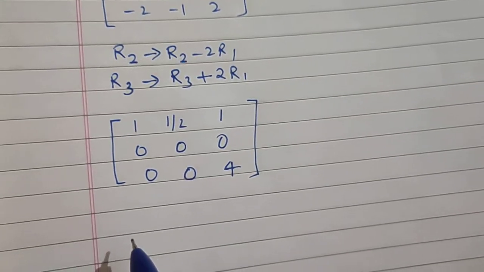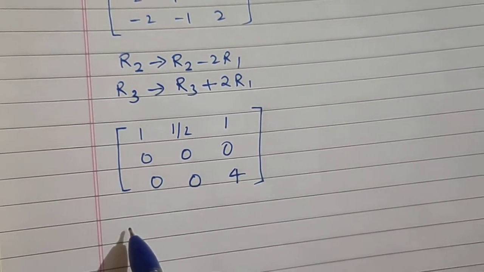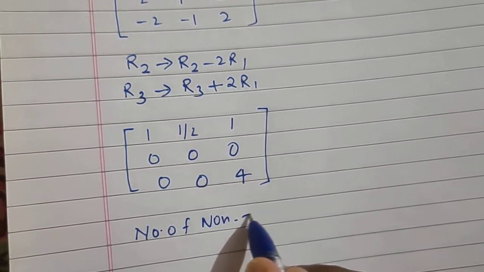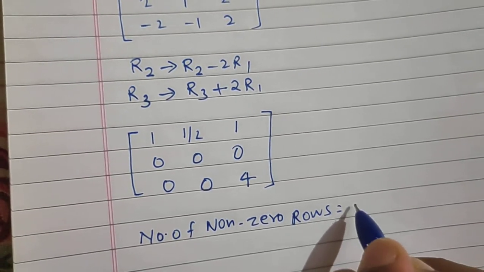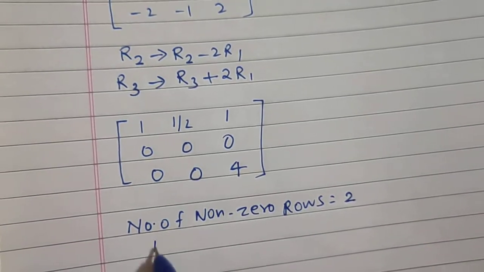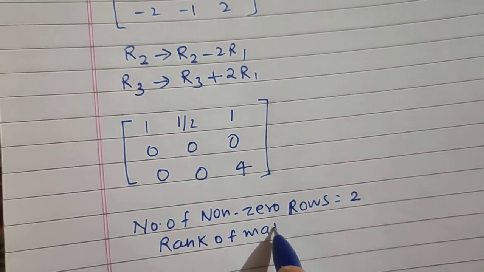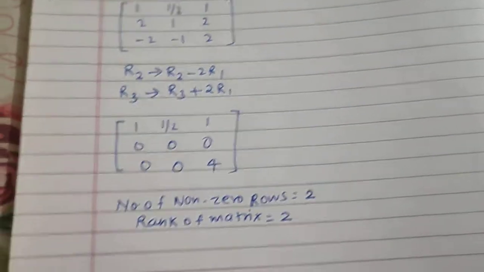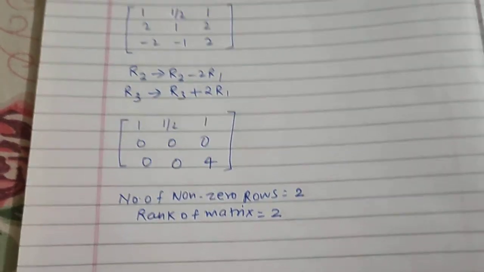Now you know rank is equal to the number of non-zero rows. So here the number of non-zero rows equals 2. So the rank of the matrix will be 2. Rank is basically the number of non-zero rows, which is here 2. So the rank is 2.